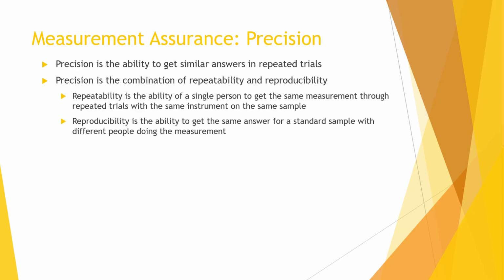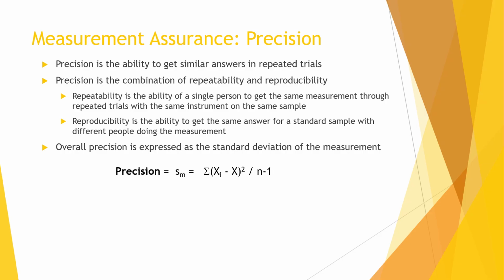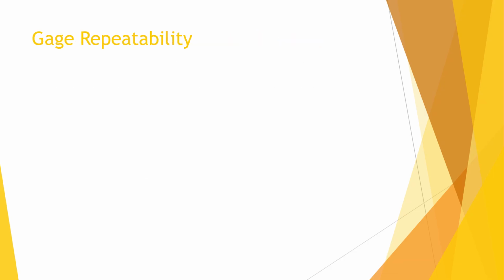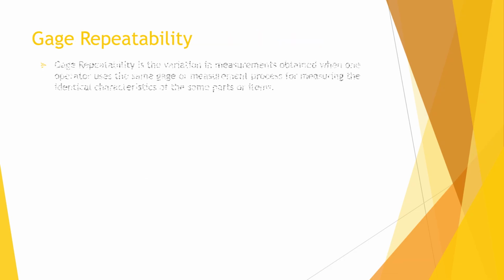That's reproducibility. Overall precision is expressed as the standard deviation of the measurement. This is the formula for precision. Don't get bogged down with this formula. Precision is the scatter of a series of measurements. We can separate overall scatter into its principal sources. Gauge repeatability, that's within the same appraiser, correct?